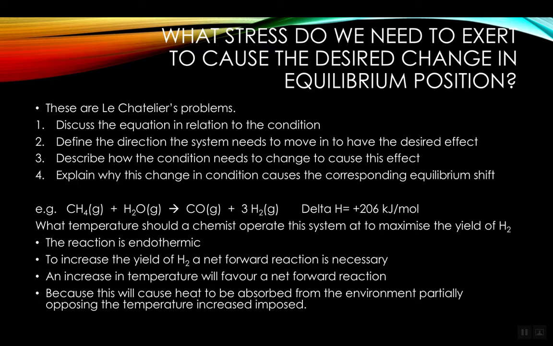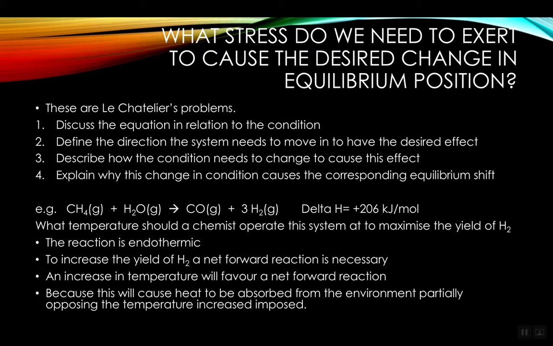Then, define the direction the system has to move to have the desired effect. Okay? So it tells us we want to maximise the yield of H2. So to maximise the yield of H2, we need a net forward reaction. And yes, I know this should be a double-headed arrow, but it's not. Deal with it. Okay? Then we've got to link the two.